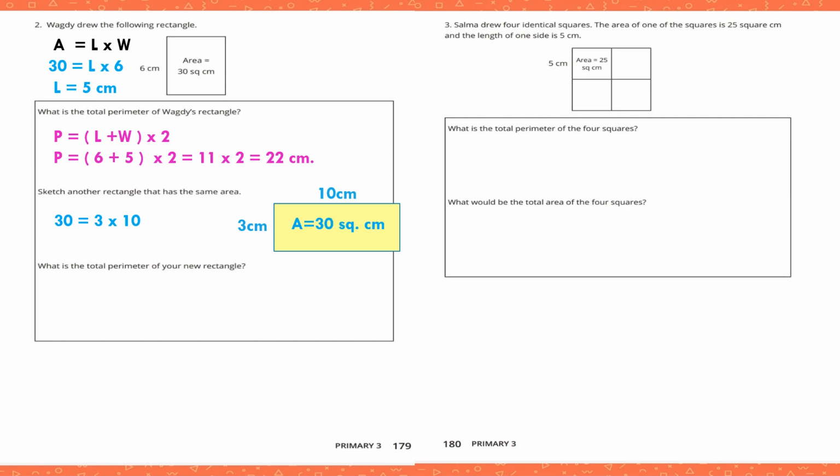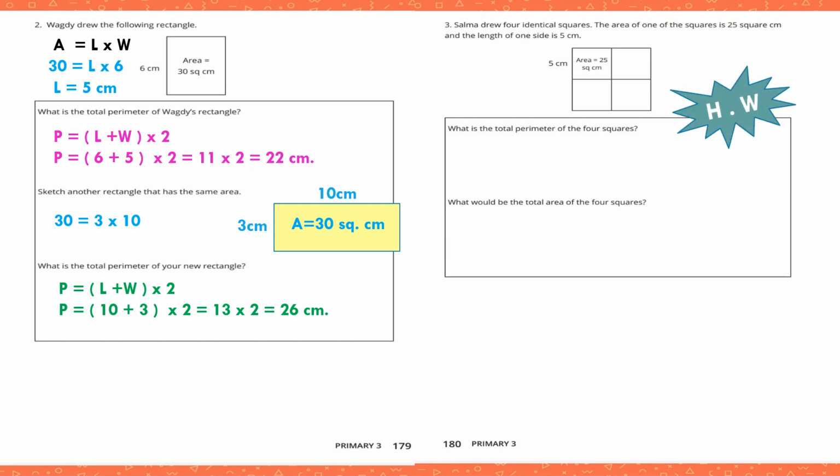What is the total perimeter of the new rectangle? Perimeter will be length plus width all times 2. So 10 plus 3 all times 2 equals 13 times 2 equals 26 centimeters. Now the next one we will take as homework.